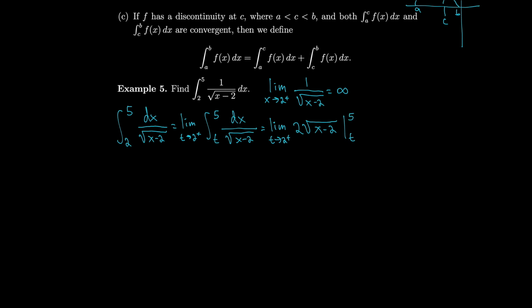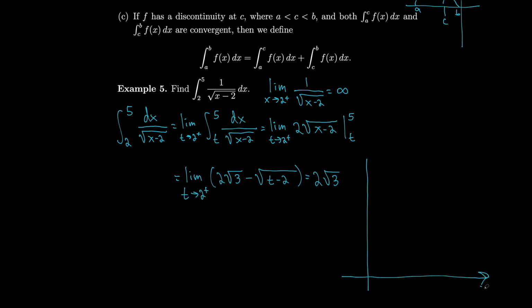and this becomes the limit as t approaches 2 from the right of 2 rad 3 minus the square root of t minus 2, which is 2 rad 3, because this goes to 0 at this point. So that's wonderful. That means that this thing converges. So we can actually take a look at the area underneath this curve.